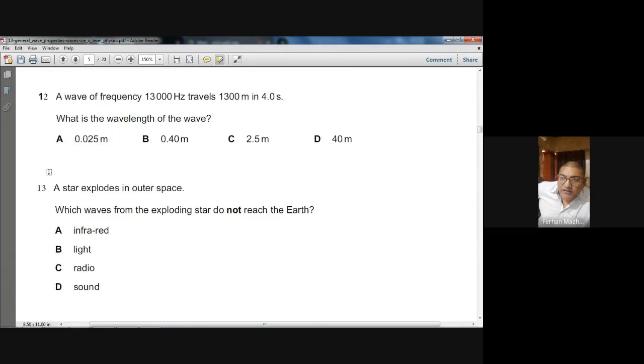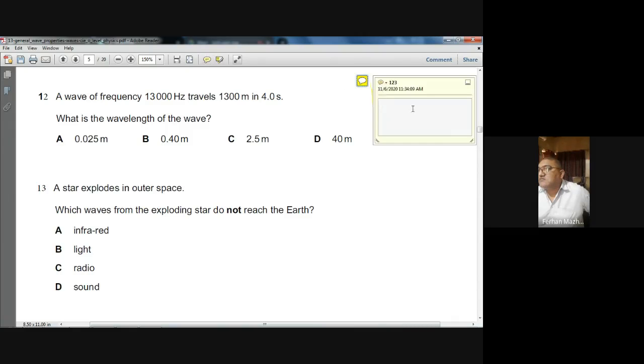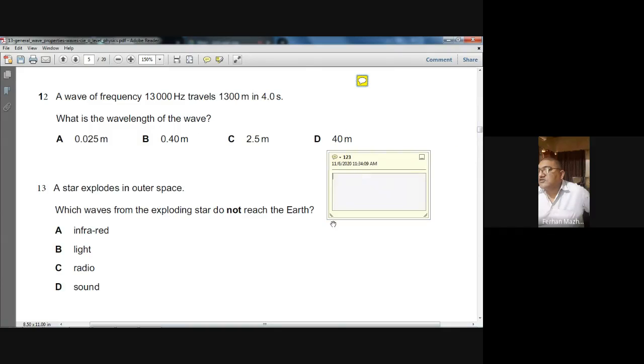A wave of frequency 13,000 hertz travels 1300 meters in 4 seconds. What is the wavelength of the wave? Okay, so we can quickly solve this. So it traveled 1300 meters in 4 seconds. So from here, I can find out the velocity. Velocity is equal to the distance traveled divided by time. So it is 1300 divided by 4 seconds.